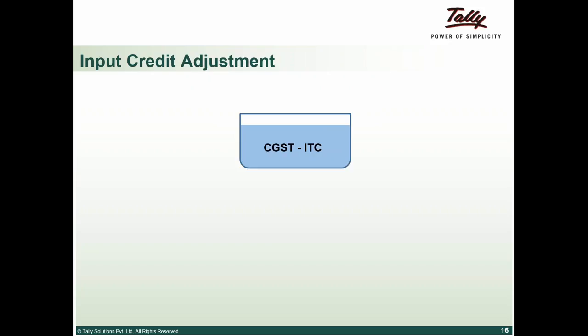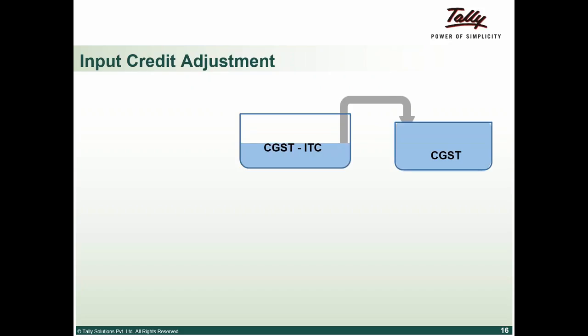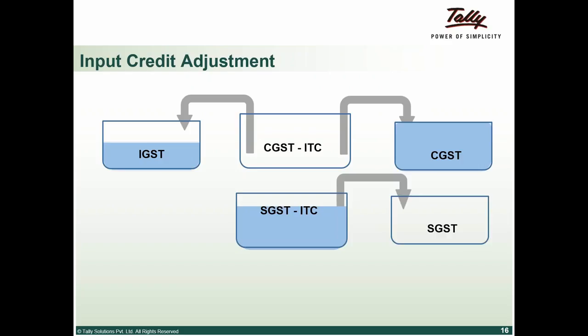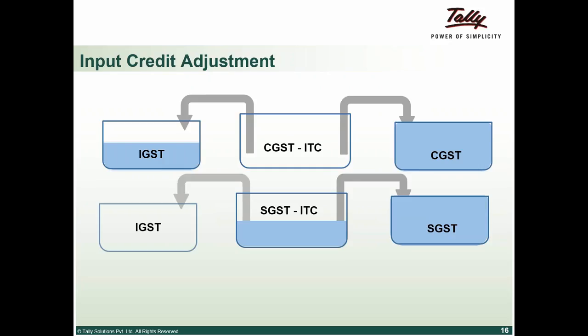Obviously I have to set off against my CGST liability, right? So I will set off against my CGST liability, and if there is additional ITC after setting off my liability, I can now set it off against IGST liability. This is the order in which you need to set off your input tax credit. Now SGST, yes, first set off against the SGST. Any excess SGST that is available, you can set off against IGST, right?